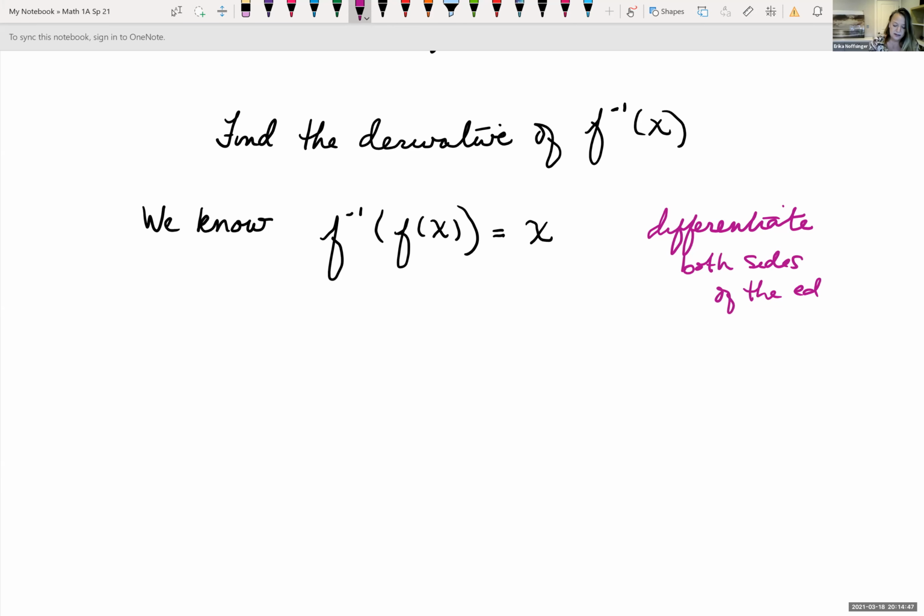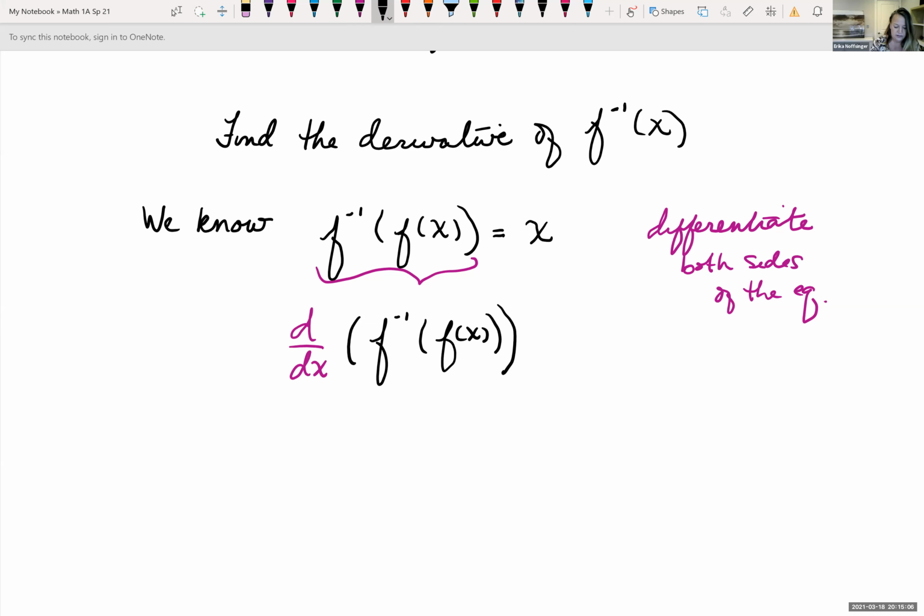And so if I take the derivative of that left-hand side, I'm going to have to use the chain rule. So I'm going to look at d/dx. I'm just going to write it on the left-hand side of this inverse function, f inverse of x, of f of x, is equal to the derivative, we might as well just write it, d/dx of the other side, which is x.